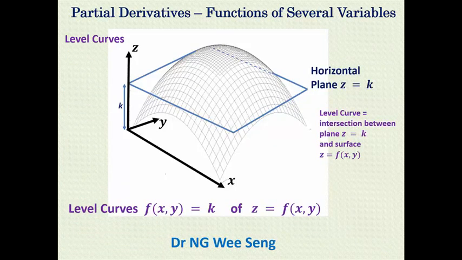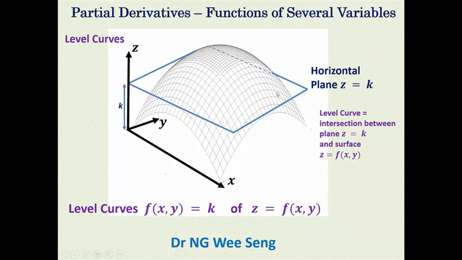Let's now talk about level curve, an important concept in this context. Suppose we have a surface as shown in the diagram, and we take a horizontal plane, z equals k. Remember, z is the height of any point in the three-dimensional space. So z equals k contains all the points that have a constant height from the xy plane, which is why it is a horizontal plane.